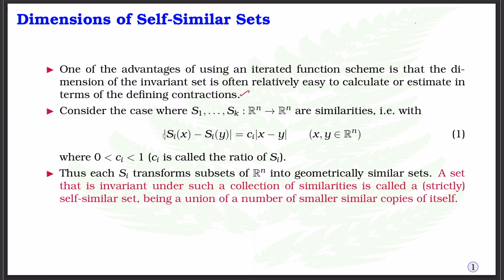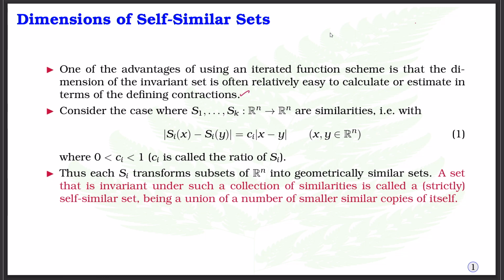Consider the case where S1, S2 up to Sk are mappings from R^n to R^n that are similarities. That is, the distance between Si(x) and Si(y) is equal to the distance between x and y multiplied by a constant Ci, where Ci lies between 0 and 1. Then Ci is called the ratio of Si.